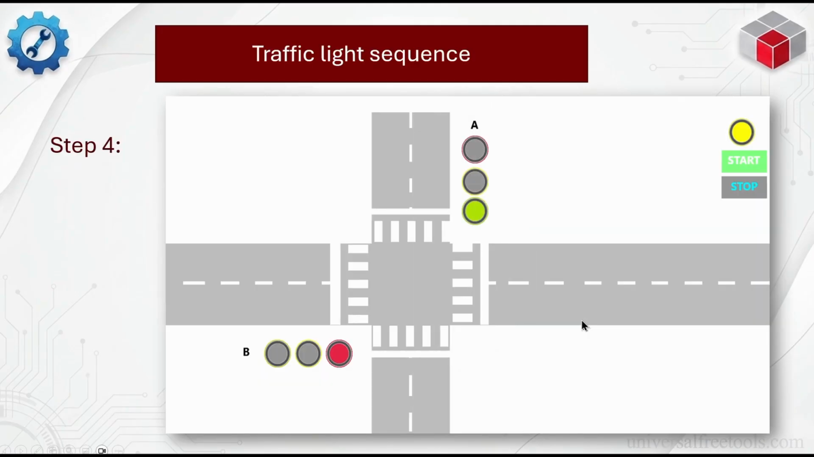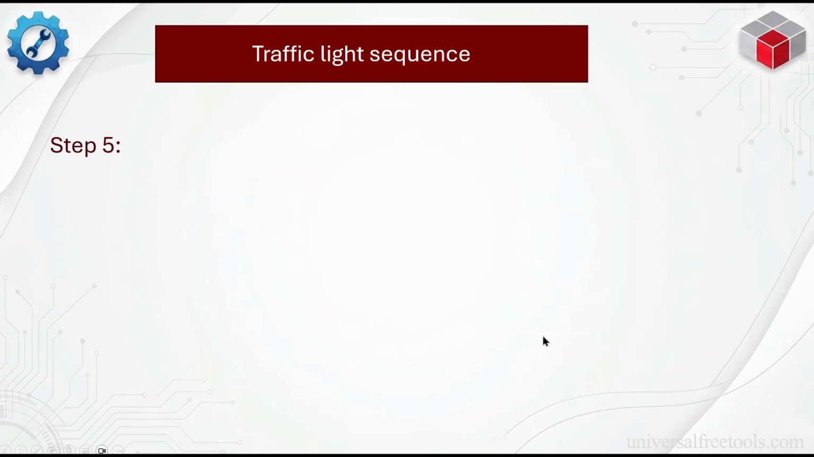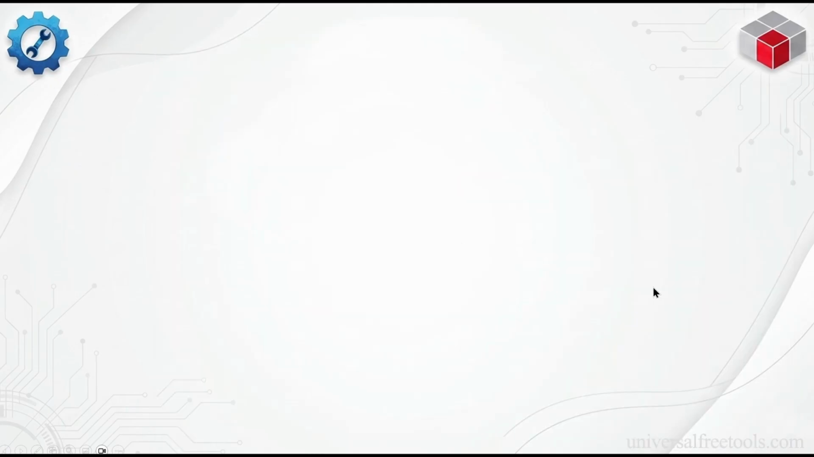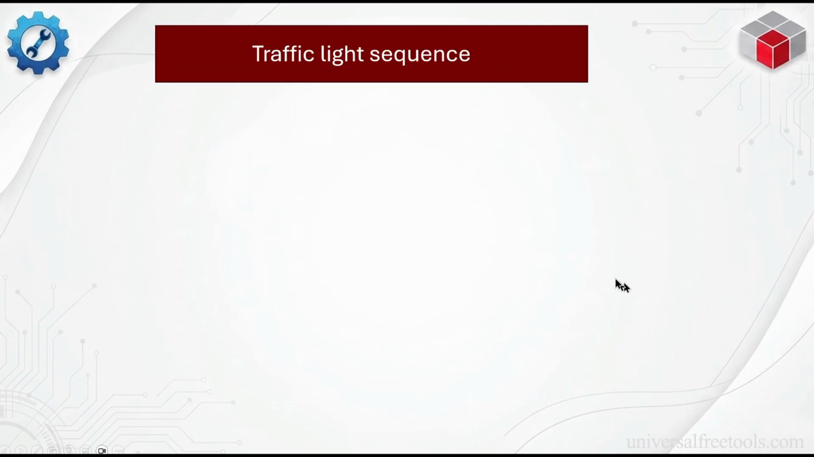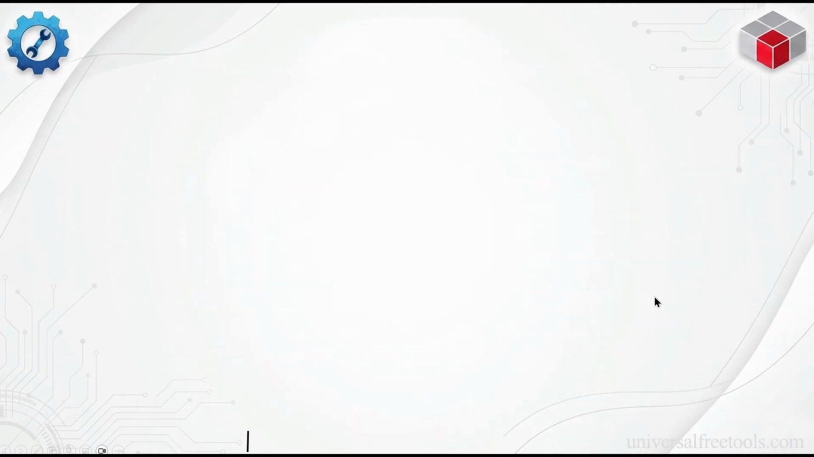On step 4, the green light on roadside A is on, and on side B, the red light is on. On step 5, the yellow light on roadside A is on, and on side B, the red light is still on. On the last step, step 6, the red light on roadside A is on, and on side B, the red light is on. Now we will build the sequential function chart.